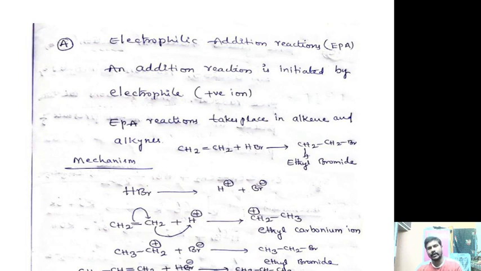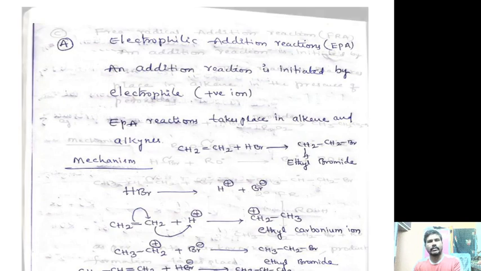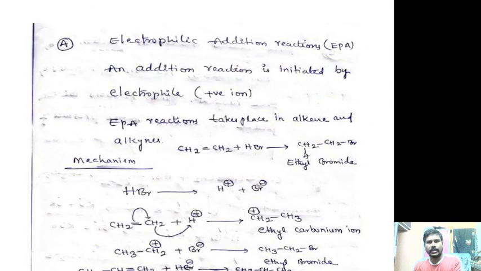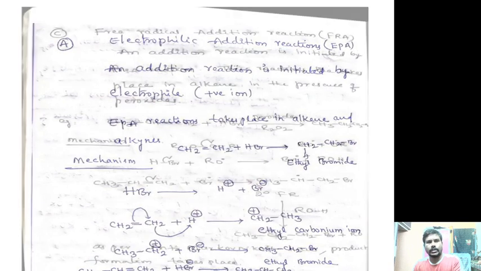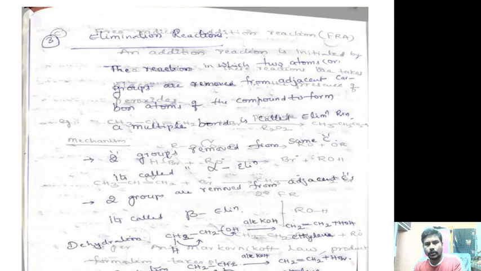If the reaction starts with a nucleophile, that is called a nucleophilic addition reaction. This second type undergoes reaction in carbonyl compounds, and nucleophilic addition reactions are not discussed here. The third type is free radical addition reaction, an addition reaction initiated by a free radical.